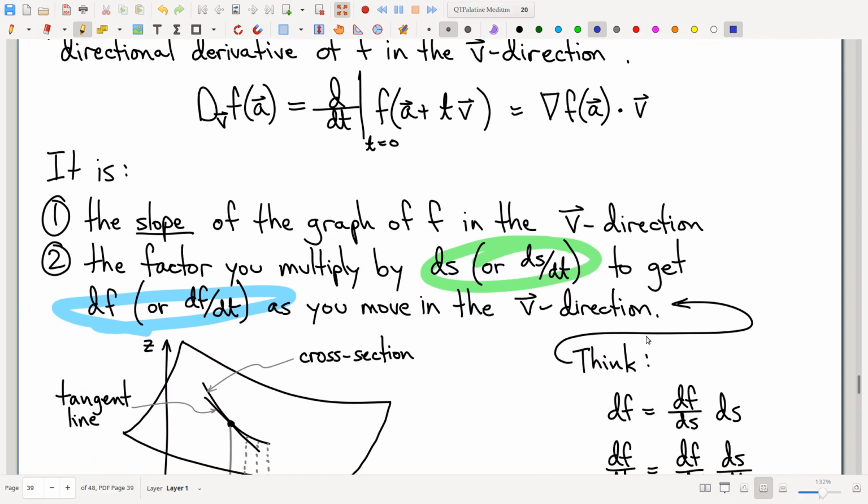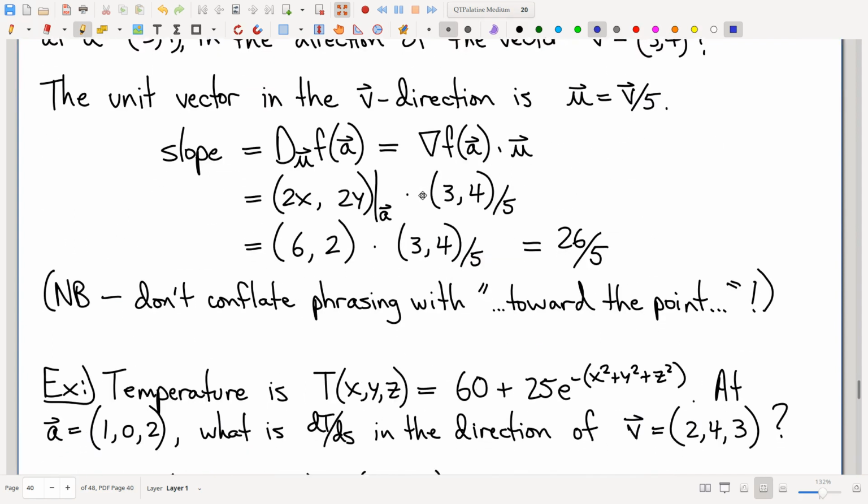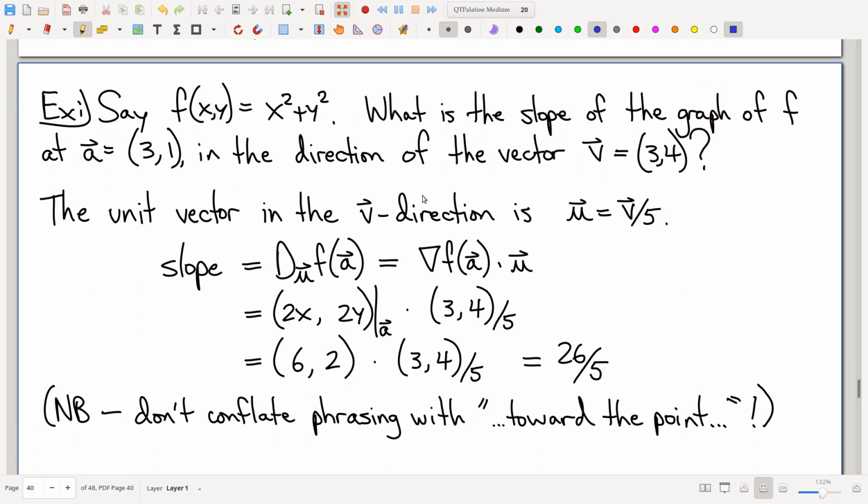Let's see some examples of how we will use this new tool. Here we go. I have a function given, a multivariable function. I'm interested in the graph of that function. Keep in mind, graph is this very specific construction, right?